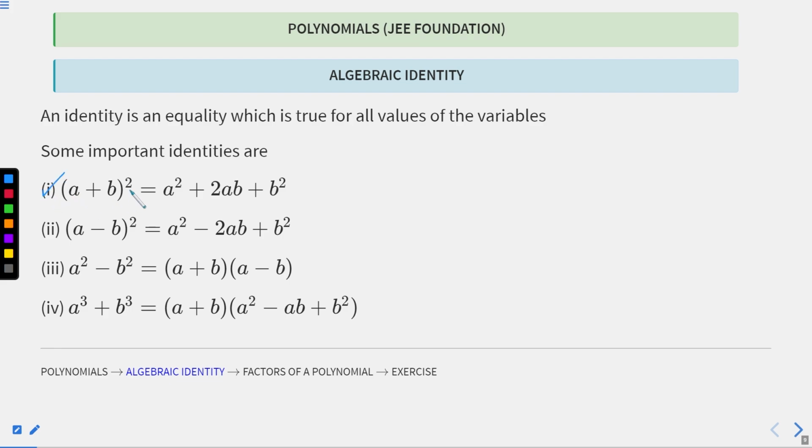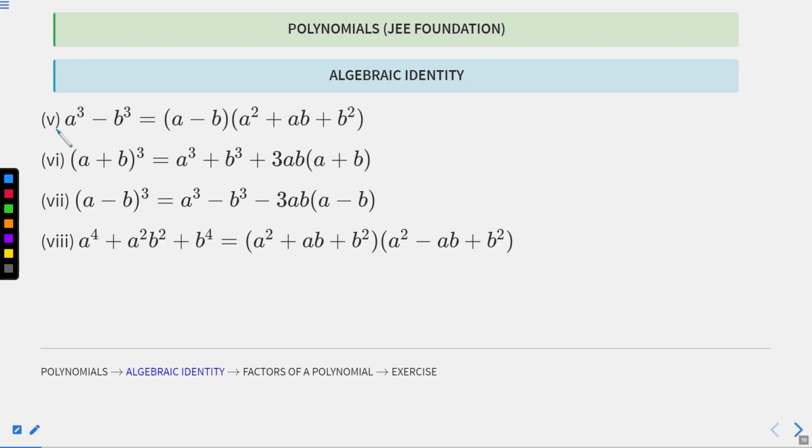So first, (a + b)² = a² + 2ab + b². Second is (a − b)² = a² − 2ab + b². Third is a² − b² = (a + b)(a − b). Fourth is a³ + b³ = (a + b)(a² − ab + b²). Now let's move on. Fifth, a³ − b³ = (a − b)(a² + ab + b²).